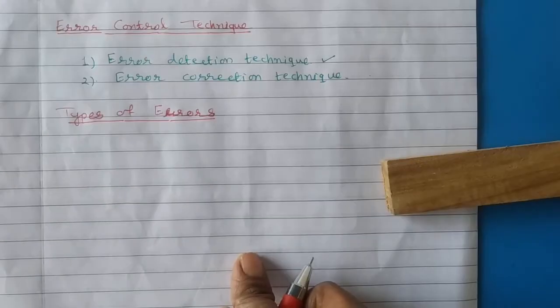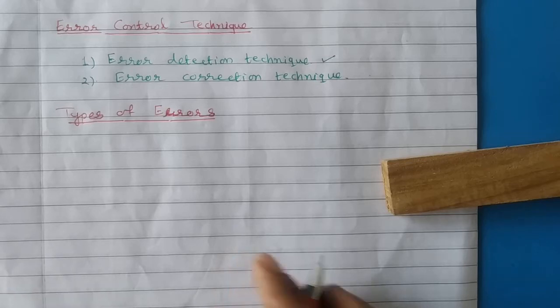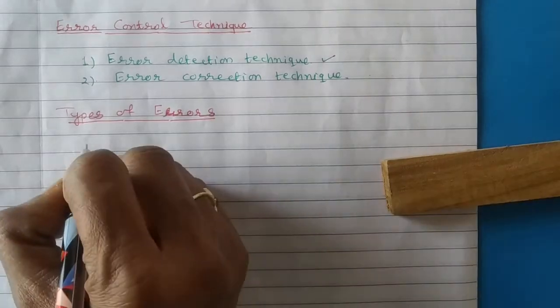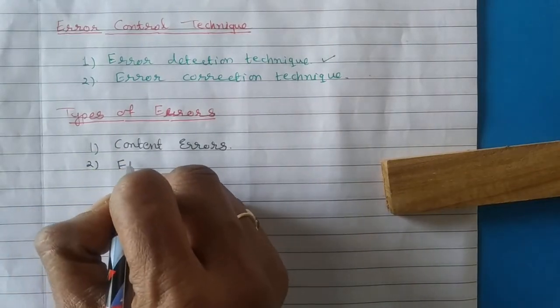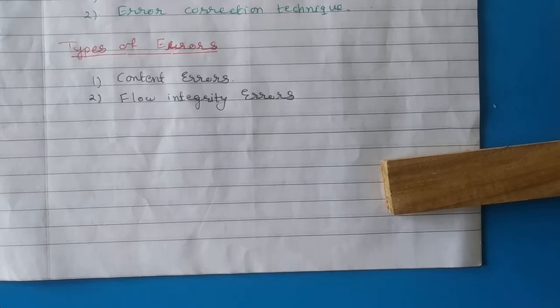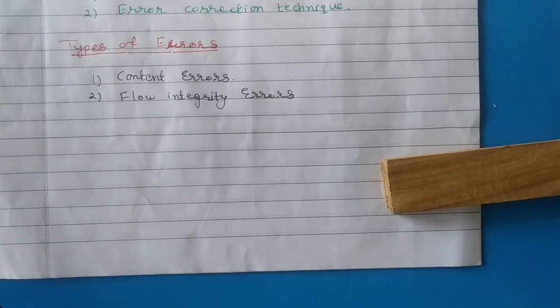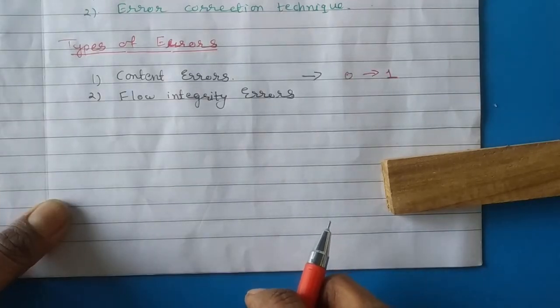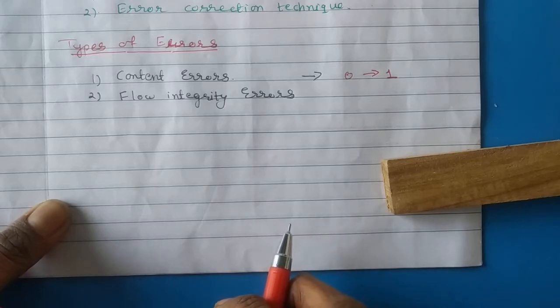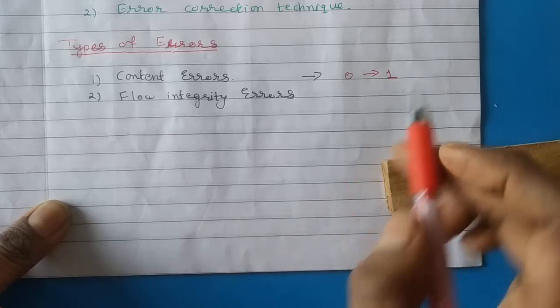The errors introduced in the data bits during their transmission can be categorized as content errors and flow integrity errors. The content errors are nothing but the errors in the contents of the message. For example, 0 may be received as 1 or vice versa. Such errors are introduced due to noise added into the data signal during transmission.